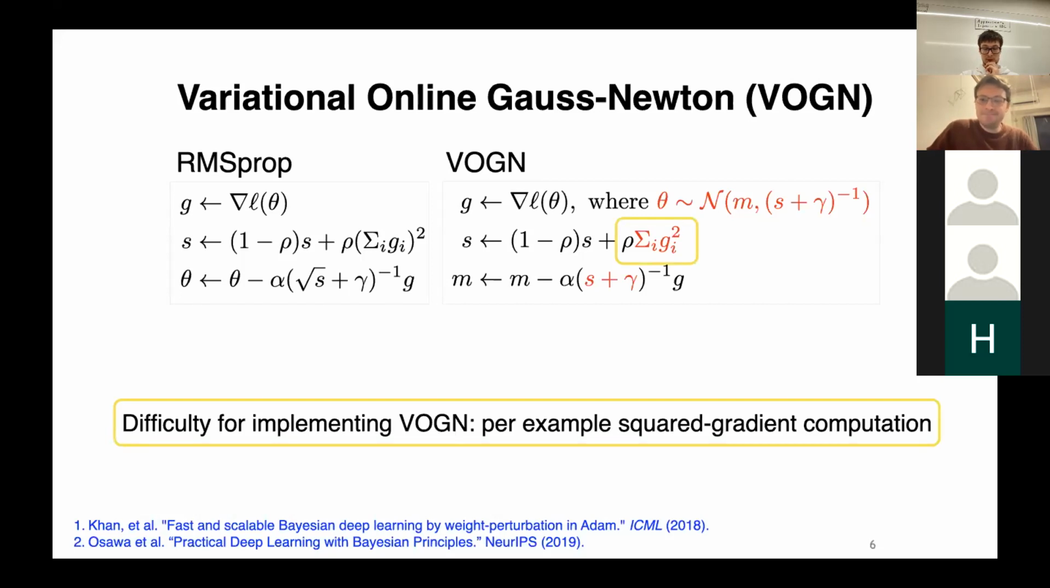And a big difficulty for implementing this Wogen method in practice is these per-example squared gradient computations that one needs. So for RMS-prop, one sums up the gradients and squares them, but for Wogen, it turns out to be better to square the gradients and then sum them up. And this is not supported in older deep learning frameworks. In JAX, it's no problem to implement it, but in PyTorch, this can be a struggle to implement. So this is maybe a deficiency of this method.